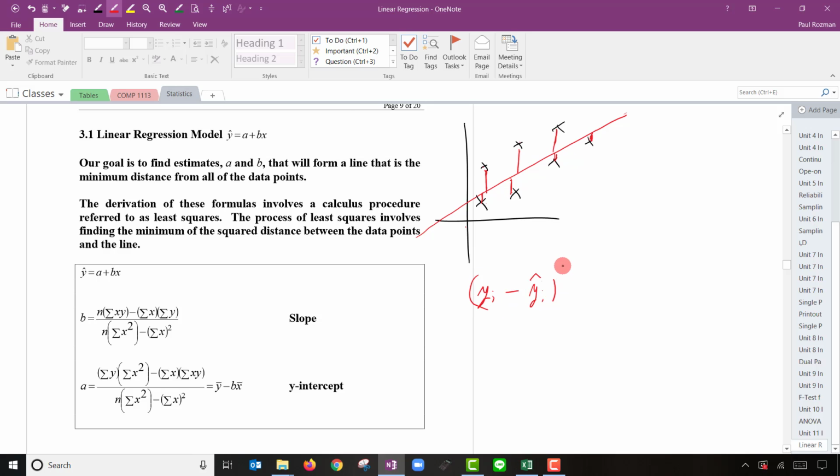Some are positive and some are negative. So, we do that old trick of squaring everything. We'll try to find the smallest squared distance, and we want to do it for all the points, so we would be summing these up. If I called this equation, say Q, we could replace our y hat with our model. It's a plus bxi.